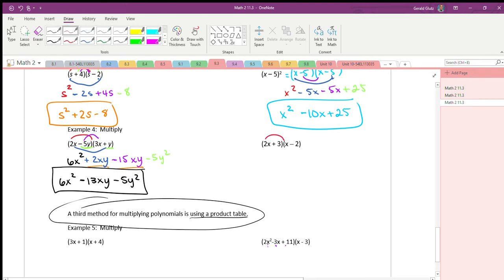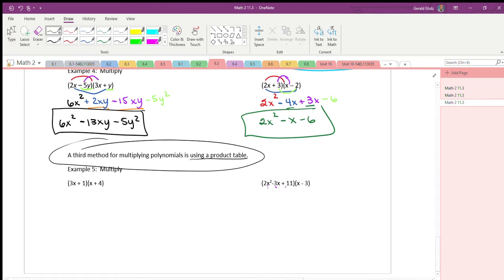And then finally, so first, 2x times x is 2x squared. Outside, 2x times negative 2, that's negative 4x. Inside, so 3 times x is just 3x. And then the last, 3 times negative 2 is negative 6. So 2x squared, combine the two like terms here. Negative 4x plus 3x is negative x, or negative 1x. So 2x squared minus x minus 6 is our answer.